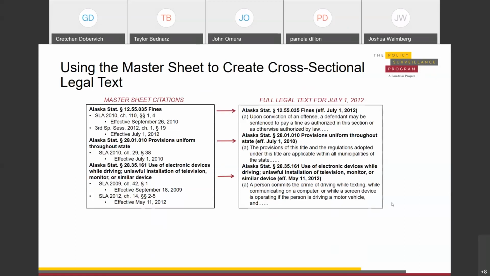So what we want to do is, the researcher would include the versions of the laws in this iteration containing the legal text for Alaska 1255.035 as it existed effective July 1st, 2012, 2801.010 as it existed effective July 1st, 2010, and 2835.161 as it existed effective May 11, 2012. Collecting all of the versions of this law will create the one version of the legal text for Alaska as the law existed on July 1st, 2012.